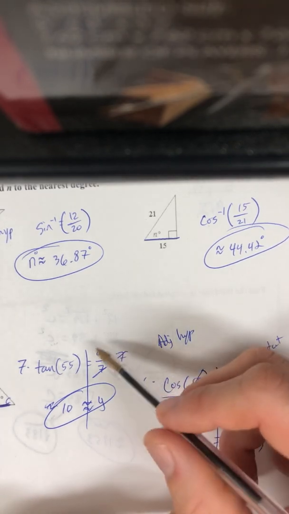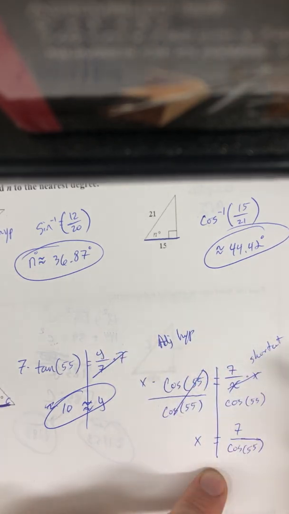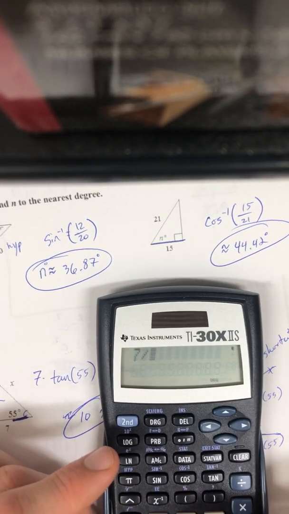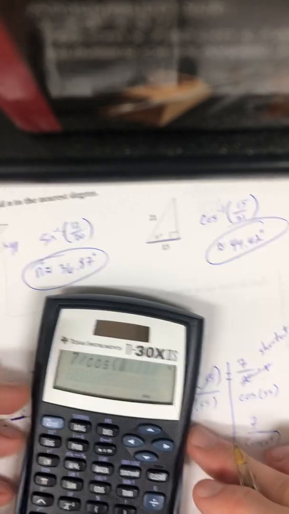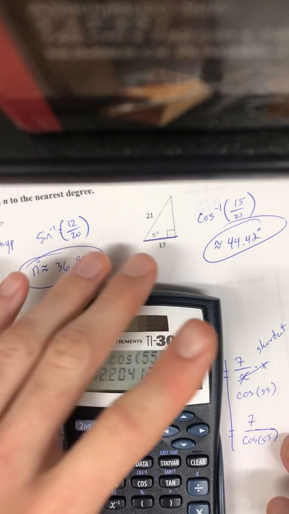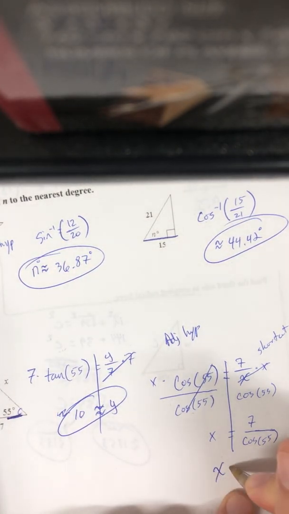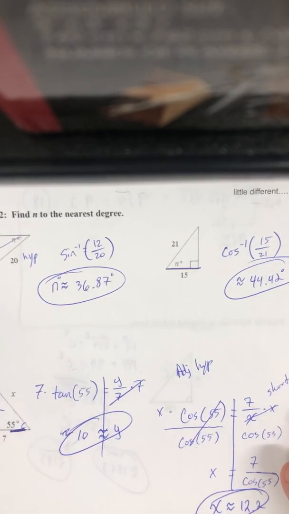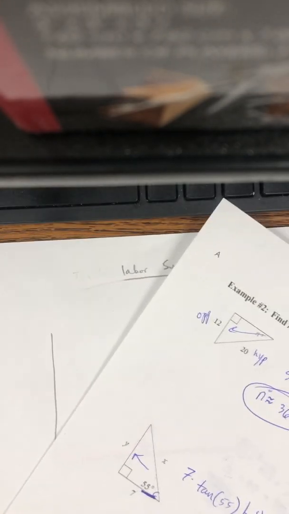Over on the last three examples, the unknown was on the top. So 7 divided by cosine of 55 is 12.2. So x is equal to 12.2. Okay? Was that the last one? That was the last one.